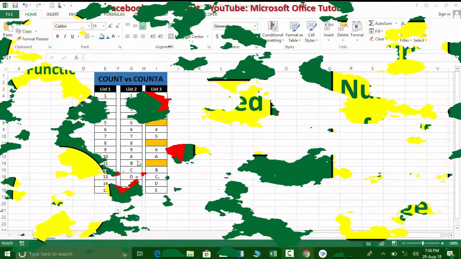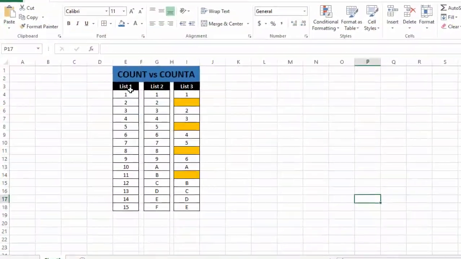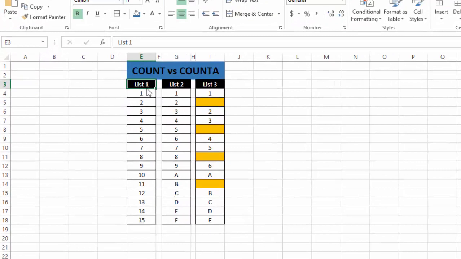So here you can see we have the data that we are going to use in this tutorial. Here we have three lists. In the first list, all are numbers. In the second list, there are some numbers and some alphabets. In the third list, there are some numbers, some alphabets, and also some blank cells. So we will count the number of cells in all these lists using the COUNT and COUNTA functions.